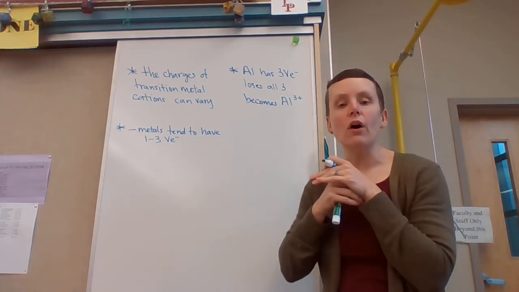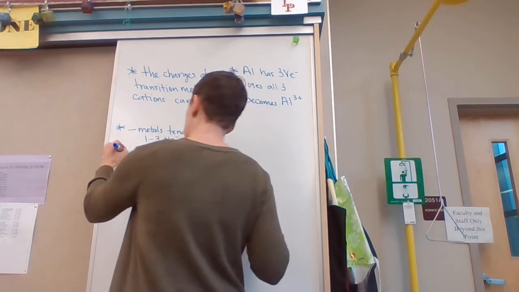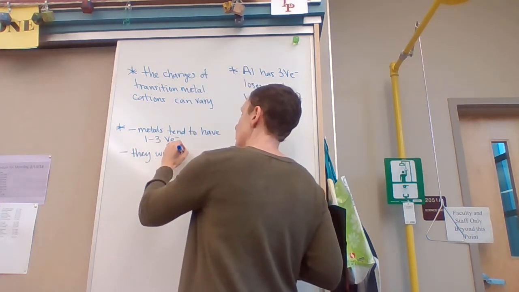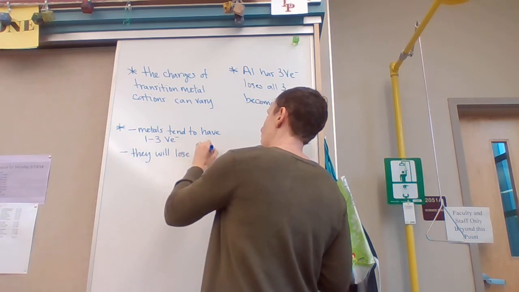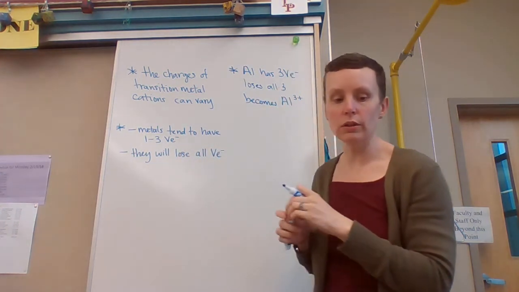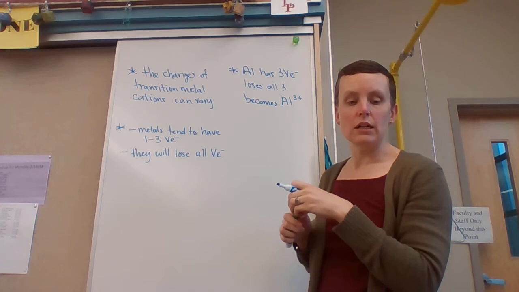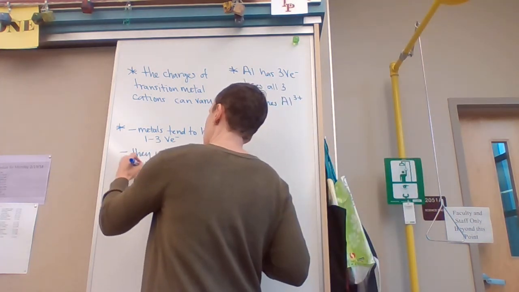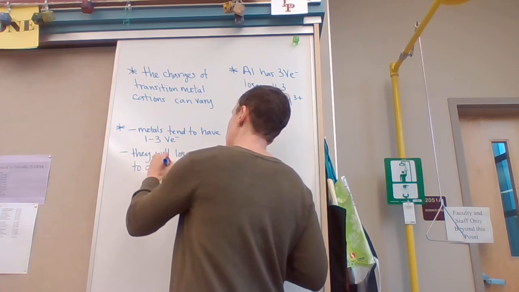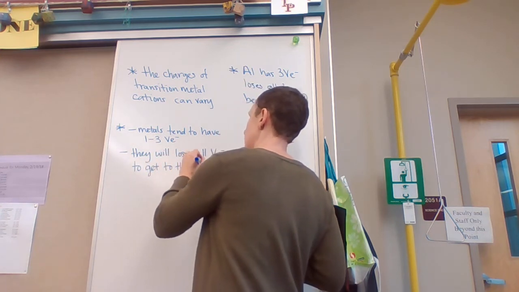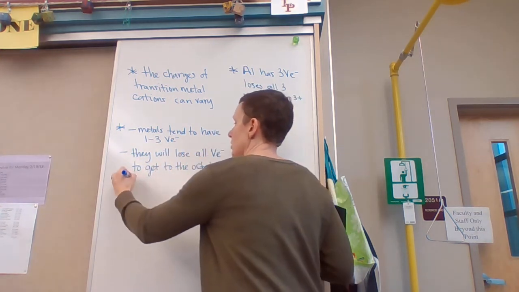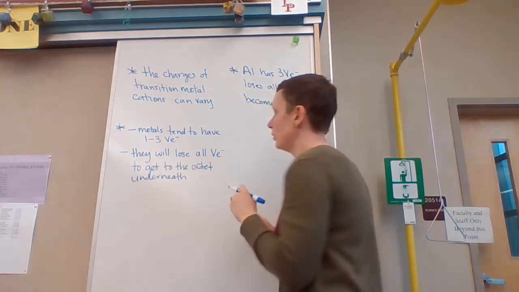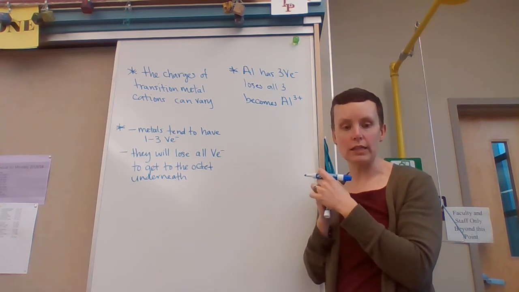They will lose all valence electrons to get to the octet underneath.